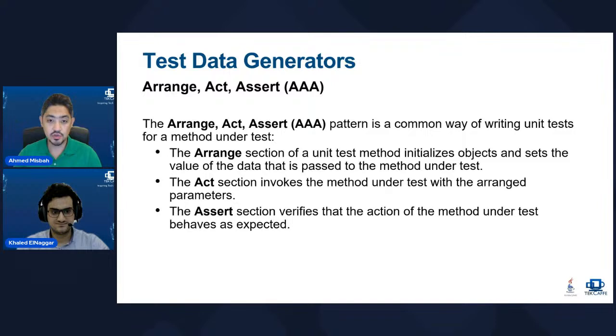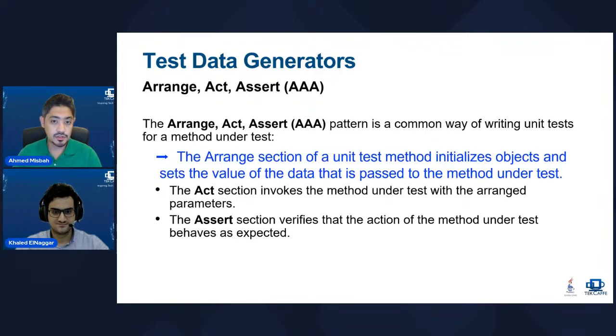In the act section, this is where you invoke your method or API, depending on the test level you're applying, with the parameters that you have arranged in the arrange section. And then in the assert section, you verify that the action that you have executed in the act section makes the software, or whatever is under test, behave as expected. So arrange, act, assert. So we use test data generators usually in the arrange section.